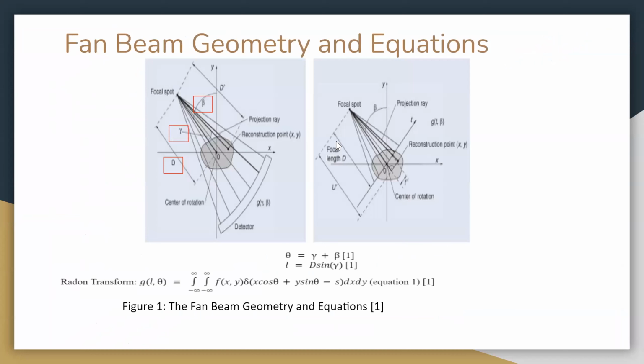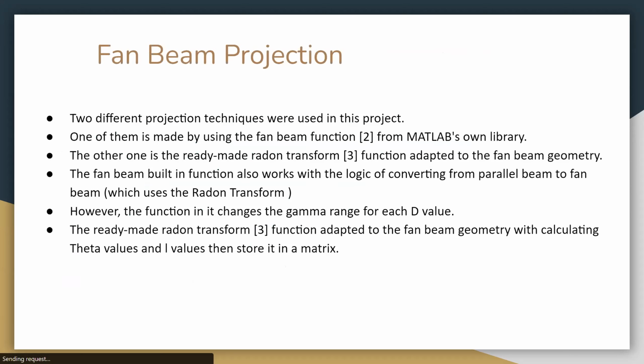As you can see from figure 1, the FemBeam geometry is nothing but a rotating sensor and detector which can be aligned to an arc or a line. We chose arc geometry. We calculate the theta and L in polar coordinates with these equations. Two different techniques are used in this project: the FemBeam built-in function done by MATLAB, and a hand-made projection function using the built-in radon.